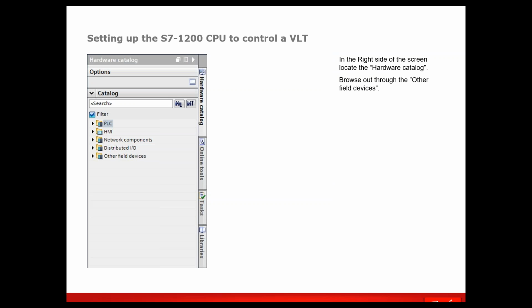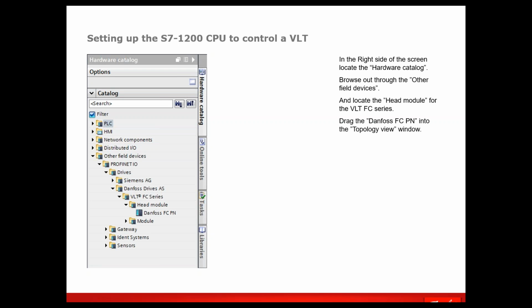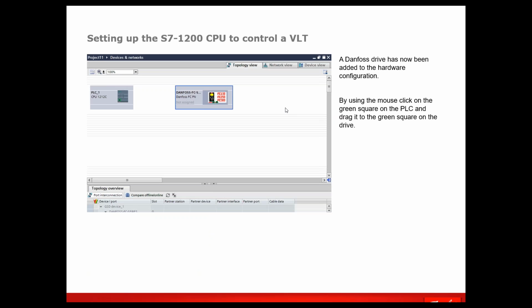So I'm going to browse through the catalog down to other field devices to find the drive. And we're going to do Profinet drives, and then you'll see Danfoss drives, the FC series. And you select the head module, and it will come up as a Danfoss FC PN. You can drag that over into the window, and it will come up at this location.